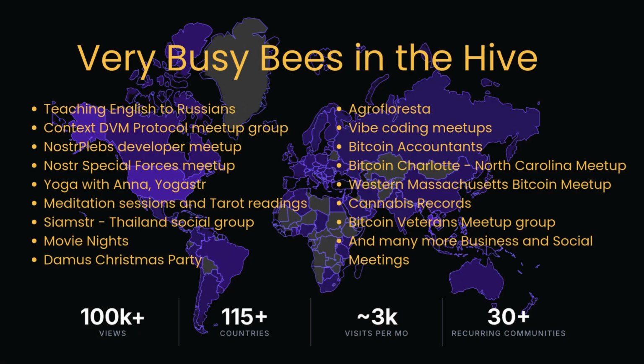Clearly, the nostr community are very busy bees. We average around 2,000 to 3,000 unique visits each month. On Hivetalk, we collect only coarse-grained statistics and aim to preserve as much user privacy as possible. At the same time, we can see a wide array of the events and groups that cater to diverse international interests.